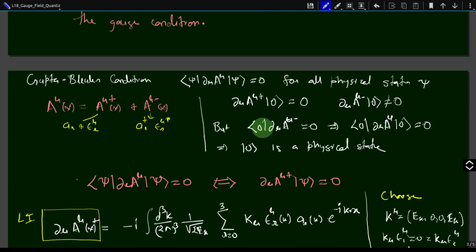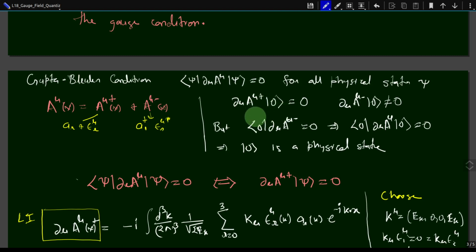But any quantum system has to satisfy the gauge condition. So all I need to ask is that the matrix element of this operator del mu A mu must be 0 for all physical states psi.